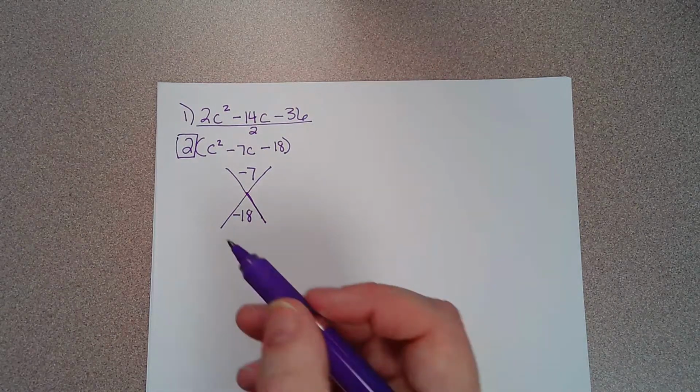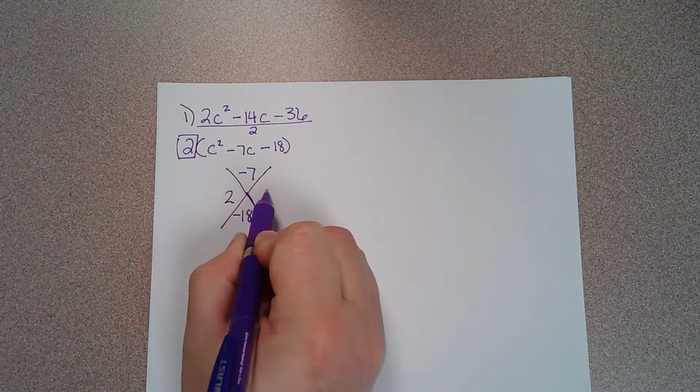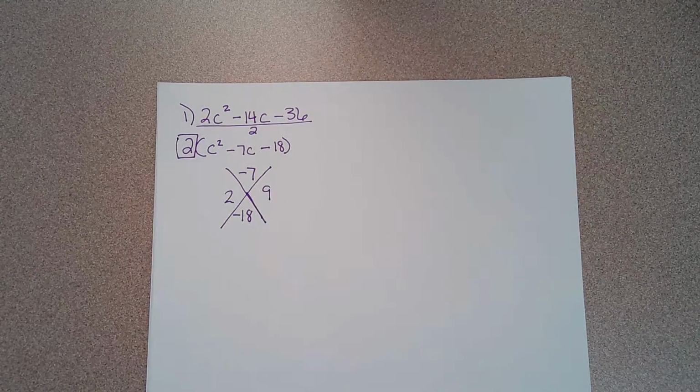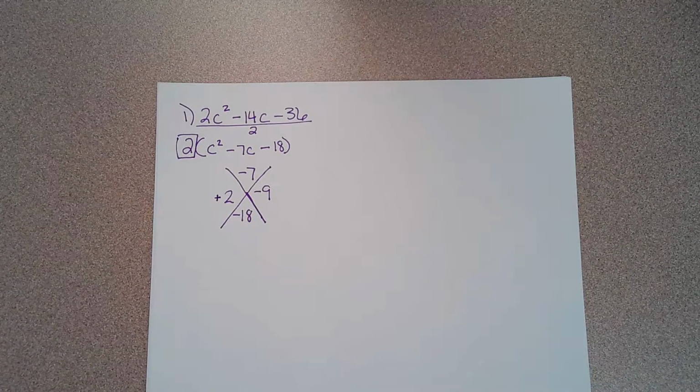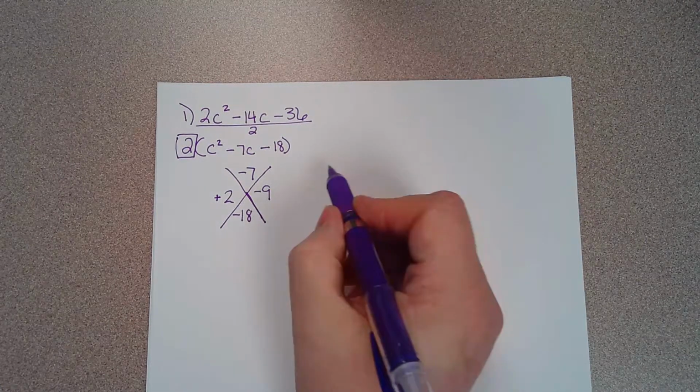Okay, 2 and 9. Now that we've got the 2 and the 9, we have to ask ourselves, what kind of signs go with them? We have a negative 7 in the middle, so who has to be negative so that it stays negative? The 9, correct. So I'm going to put a little plus sign in front of my 2 so I don't forget. We don't want to forget him. So this is it for this particular problem because we have no other number in front of the c squared. I can jump right into my 2 groupings.